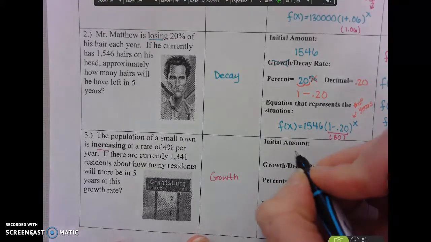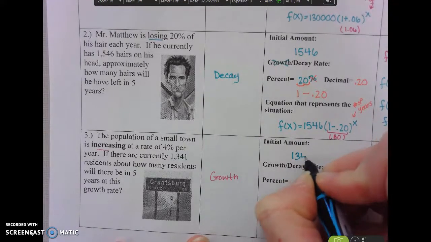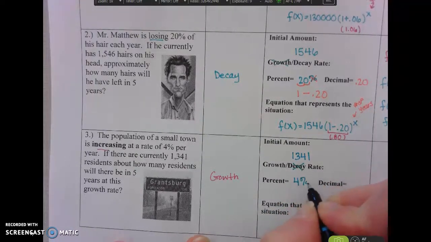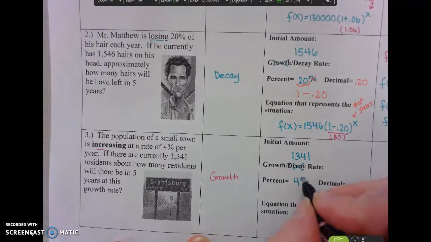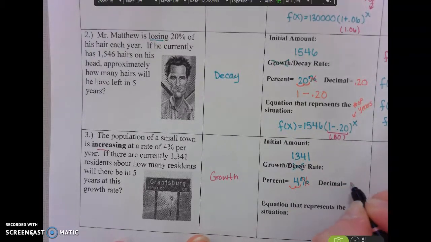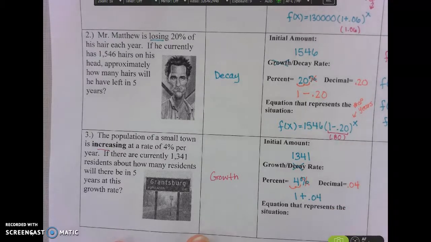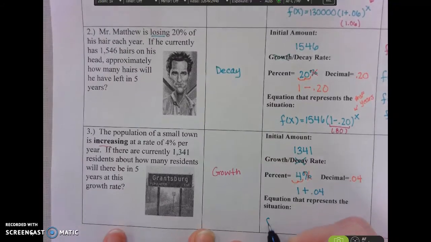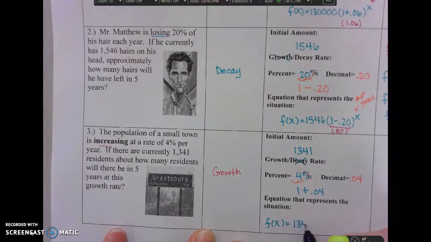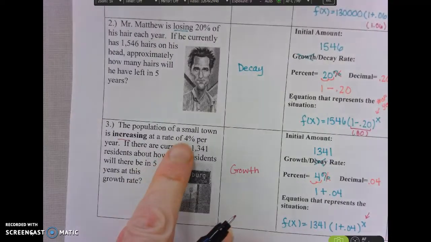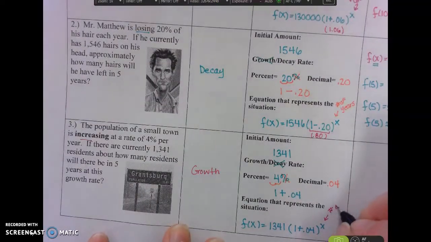So our initial amount, looks like we have the population of Grantsburg. It's definitely growing, 4%. Change that to a decimal, 2 decimal places. Again, since it's growth, it's 1 plus that 0.04. So our equation, f of x, initial amount times (1 plus 0.04) raised to the power of x. X again represents, in this case, 4% per year, so this would represent the number of years.